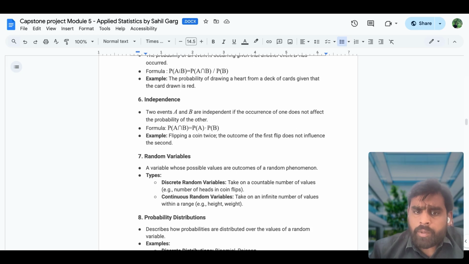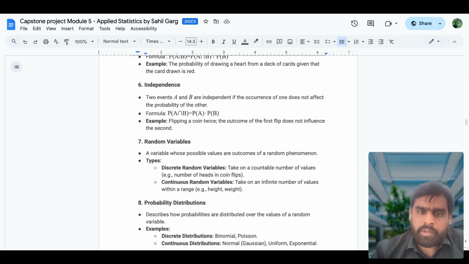Independence: two events are independent if the probability of one event does not affect the probability of the second event. The formula for this is probability of A intersection B equals probability of A multiplied by probability of B.